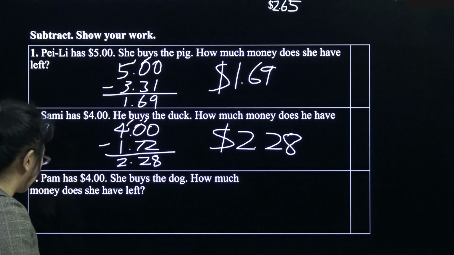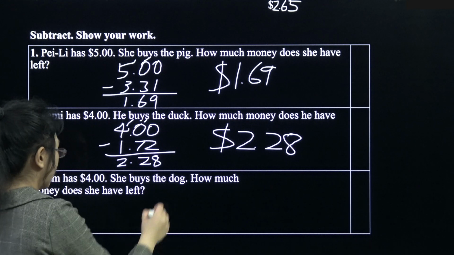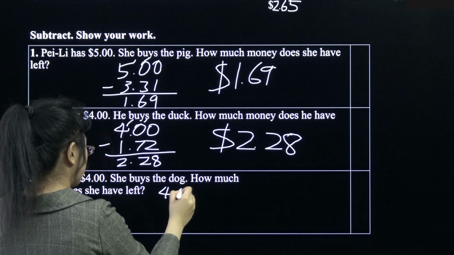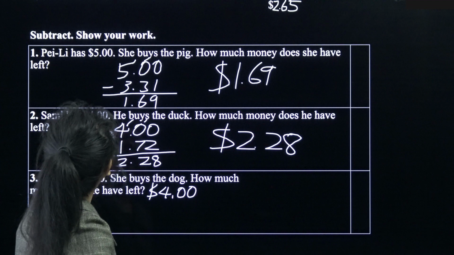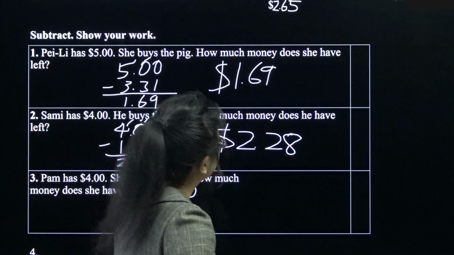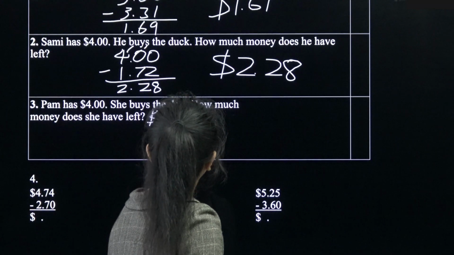Pam also has $4. Okay. She buys a dog. How much money does she have left? How much was the dog again? I don't remember. Weird. Okay. The dog was $2.35.